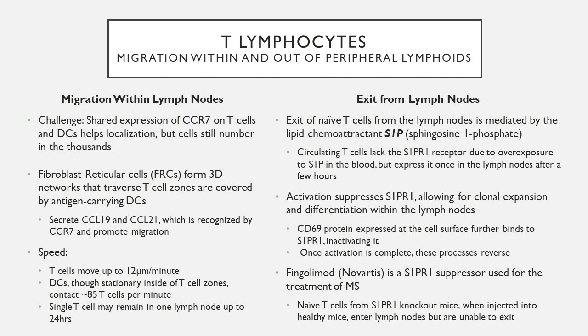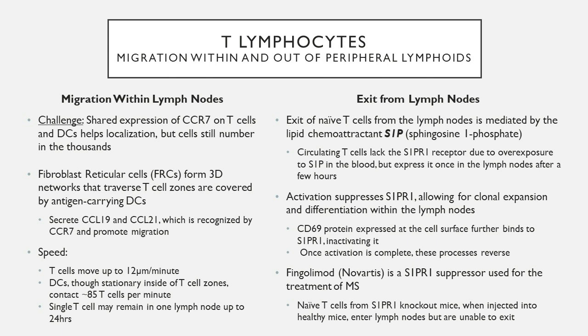All right, so the first step is that fibroblast reticular cells, FRCs, form these 3D networks that traverse the entirety of the T cell zones, and they're covered with the antigen-carrying dendritic cells, right? And they also secrete CCL19 and 21, which helps promote the migration of T cells across these 3D networks. And the T cells are surprisingly really fast. In fact, they move at this amoeba-like speed of 12 microns per minute, which for a cell is insanely fast. Right? So the dendritic cells are stationary throughout these networks. And because of this, a single stationary dendritic cell might encounter around 85 T cells per minute.